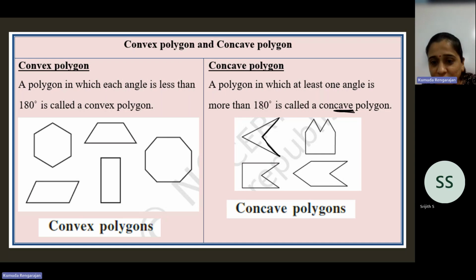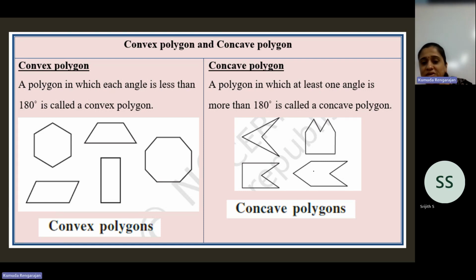So here you can see that kind of a mouth, no? As if an animal has kept its mouth open. See here also, something open. It's open like this. Concave. So just by looking at the figure, you can say it's concave. All these figures have a mouth-like opening here. So these figures are concave polygons. And in a concave polygon, at least one interior angle will be more than 180 degrees. Not all. At least one will be more than 180 degrees.